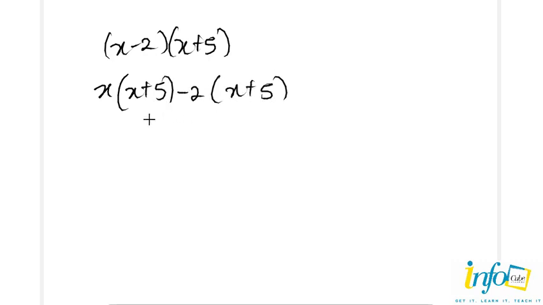So what will it give us? x times x will give us x squared. x times plus 5 will give us plus 5x. Minus 2 times x will give you minus 2x. And minus 2 times plus 5 will give you minus 10. Now look out for common terms, that is like terms. You have that 5x and minus 2x, they are like terms.